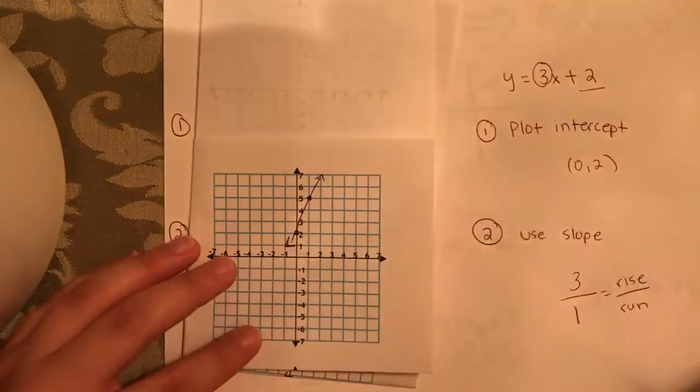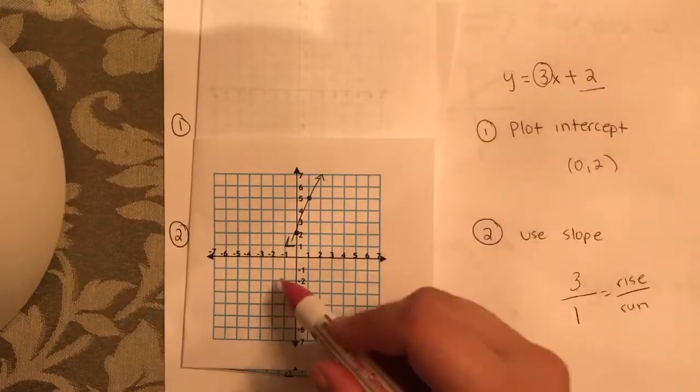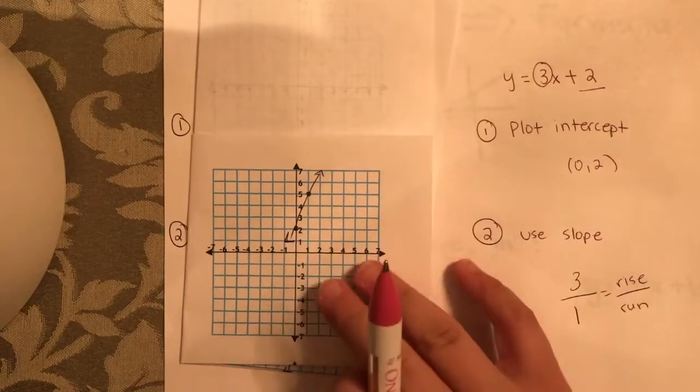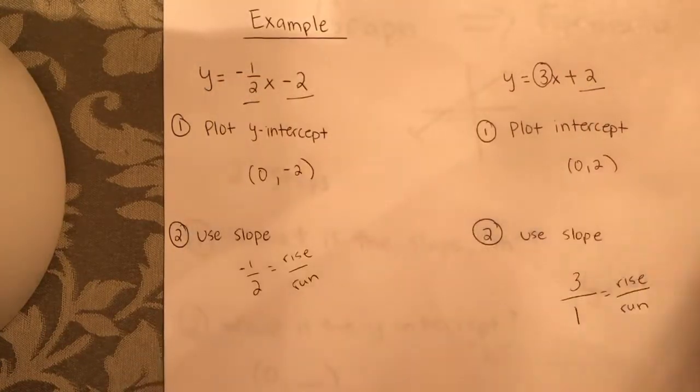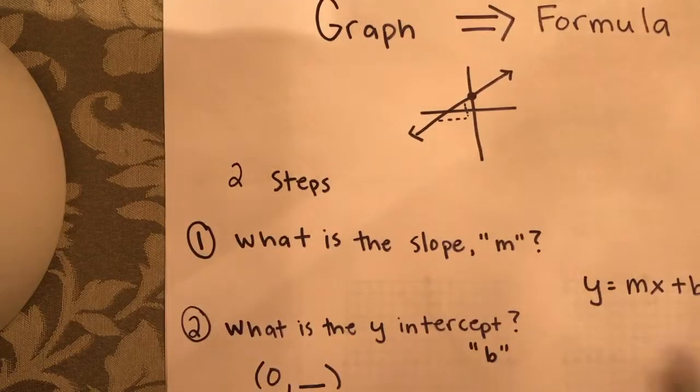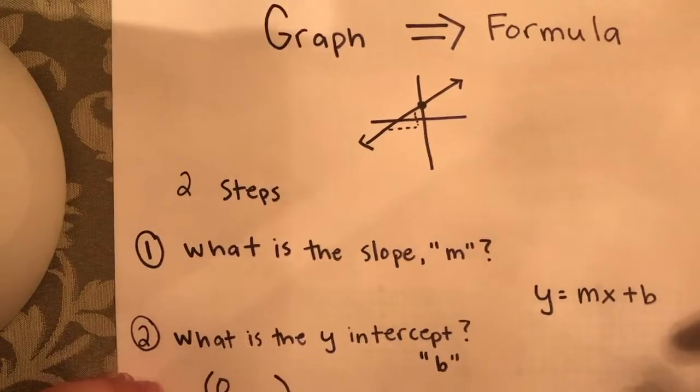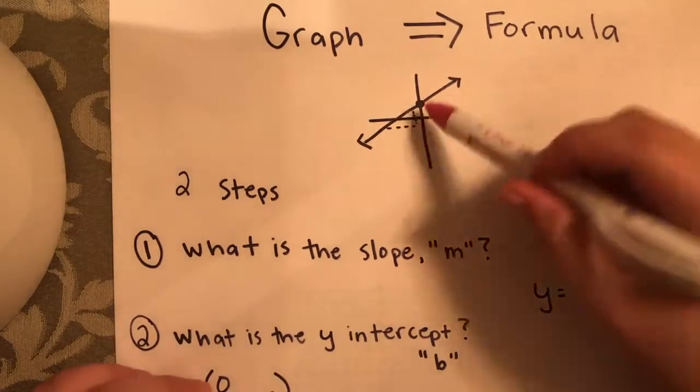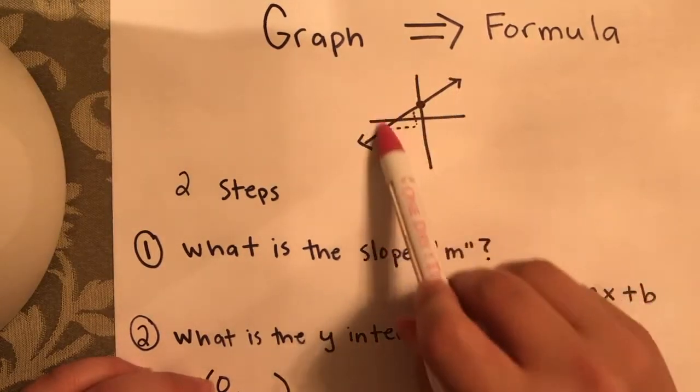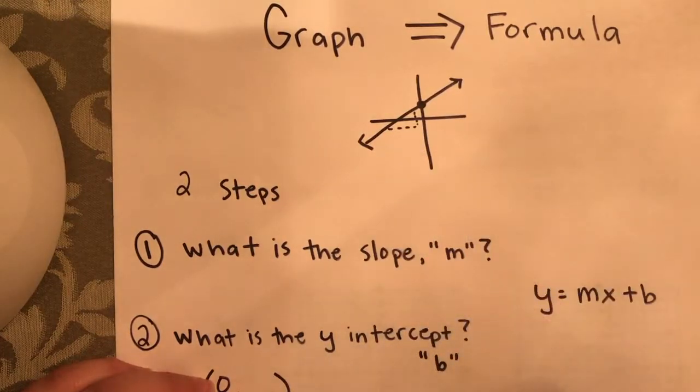Great, so that's when they give us the equation and ask us to graph. What about the other way around? What if they give us the graph and ask us for the equation? So let's look at that. So this is from the graph to the formula. So the question would give us something like this and say, write the formula for this graph.